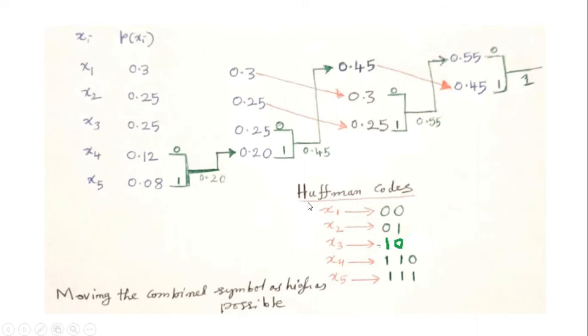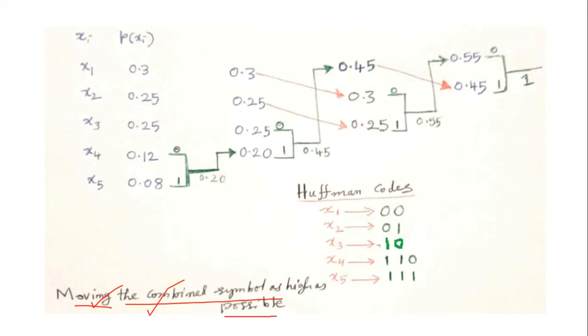So in this example we move the combined symbol as high as possible. We can also follow the rule as low as possible. Okay, these are the Huffman codes for different messages.